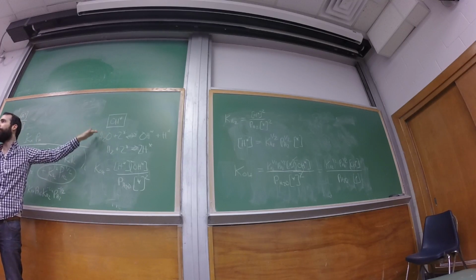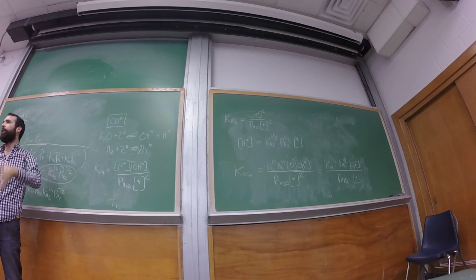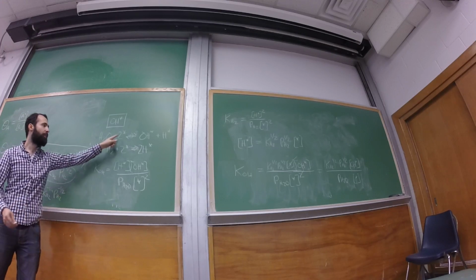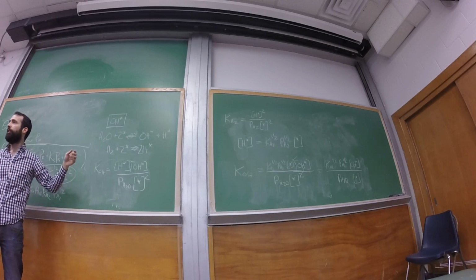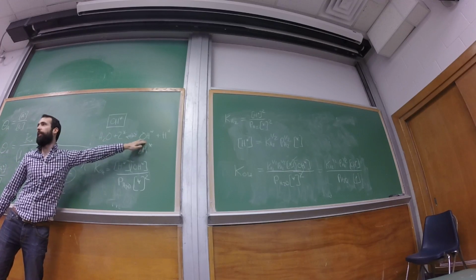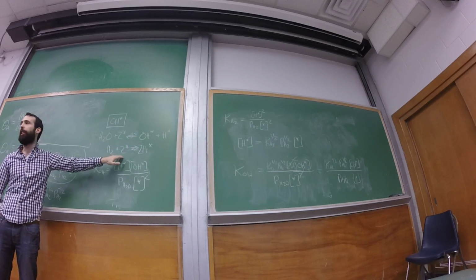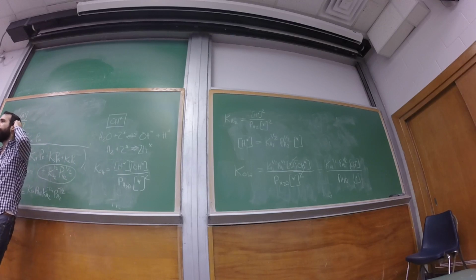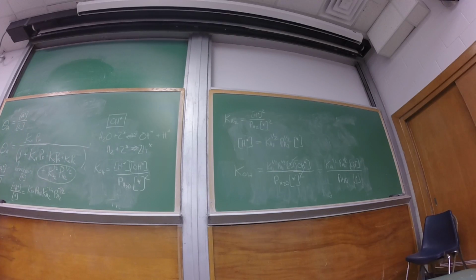I wrote this as a dissociative adsorption of water, right? Water comes down, it hits 2 sites, and it dissociates. But I can't work out what is the concentration of OH without taking into account what is the concentration of hydrogen, because they're related to each other because that reaction is in equilibrium.